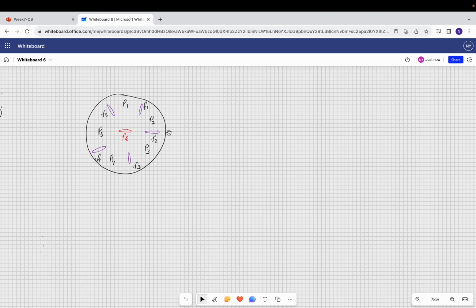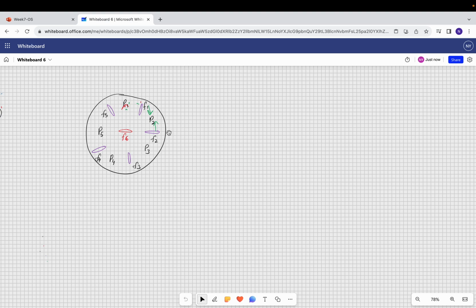and only one of them will be able to pick it. So let's say P1 wins and P1 gets the fork F1 and also the fork F6. P1 gets this fork and also this fork, then P1 will be able to eat. When P1 has finished eating, then P1 will release the forks, and then these forks will be available, and then say P2 will be able to get the F1 fork, and it already had the F2 fork, and then it will be able to eat. So if there are 6 forks available, then there will be no deadlock.